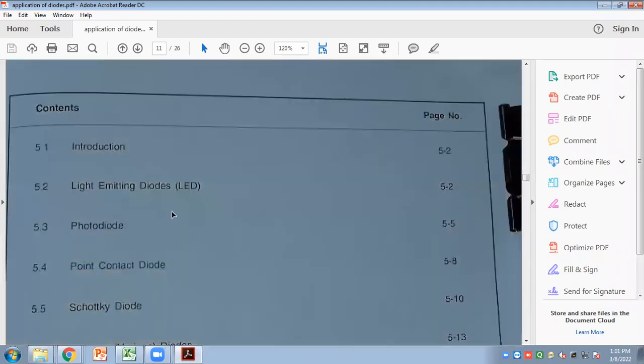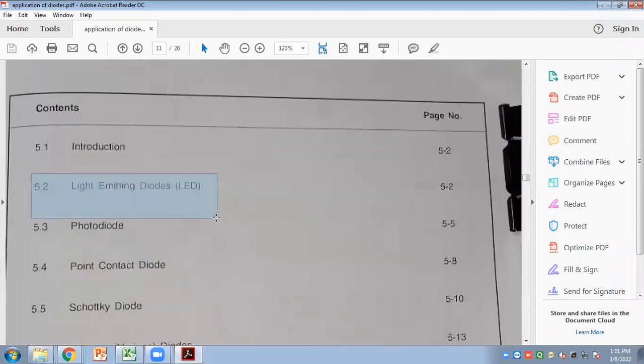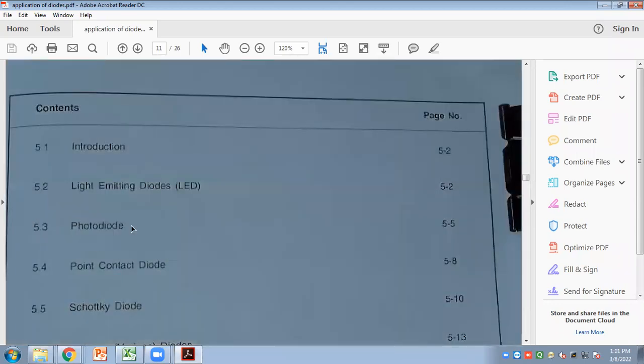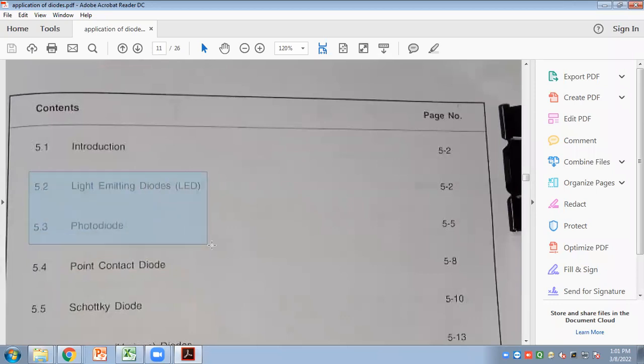Already we have seen it. Then in today's lecture, we are going to see the light emitting diode and photodiode. So in your syllabus, these 2 types of diodes are included, that is the light emitting diode and photodiode.